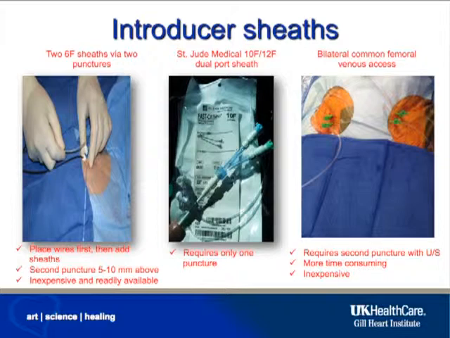Another sheath that is available is a dual lumen or a dual port sheath. This is an example in the middle picture of the St. Jude sheath, which has both a 10 French and 12 French access site. Using this sheath allows only one puncture, but it is larger and may cause more trauma due to its size. This dual lumen sheath, however, may not be available in all cath labs. Finally, in the picture on the right, you can see that this particular patient required both bilateral femoral venous access.